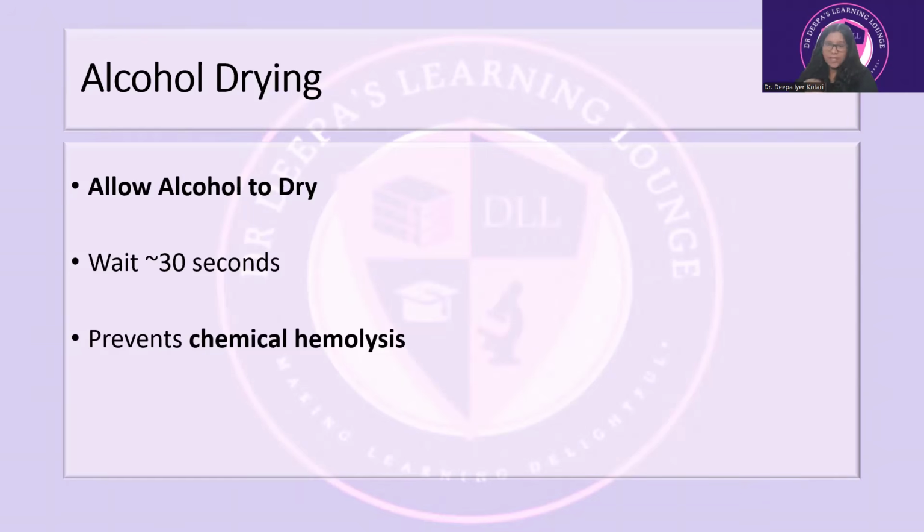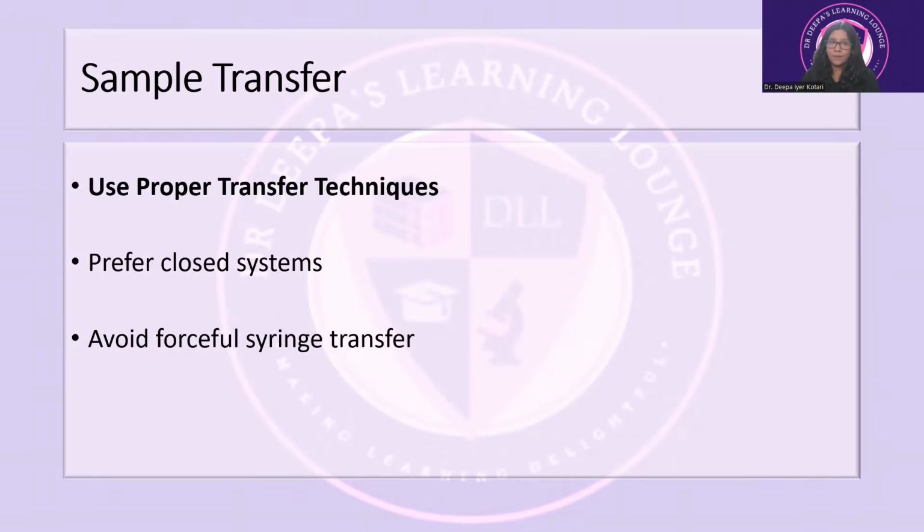Even if it is minimal, yes, it does interfere. Alcohol does RBC membrane damage, as we all know. So whenever you're applying alcohol to sanitize a particular area, make sure that you wait for 30 seconds, let the entire area dry, and then take a prick. That is also very, very important.